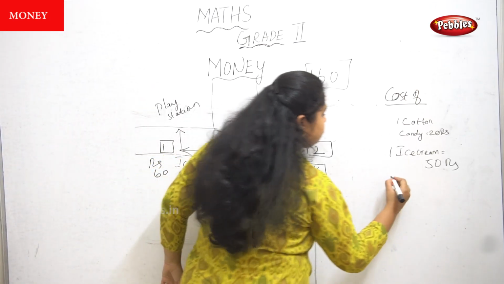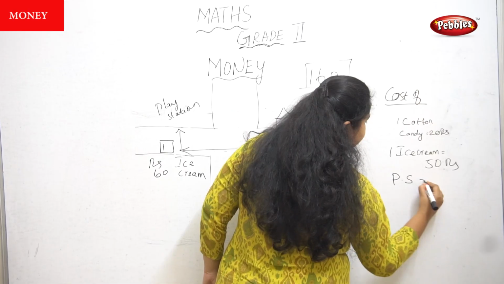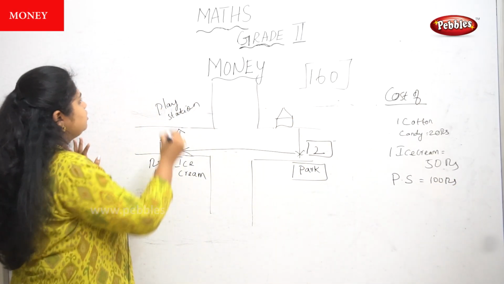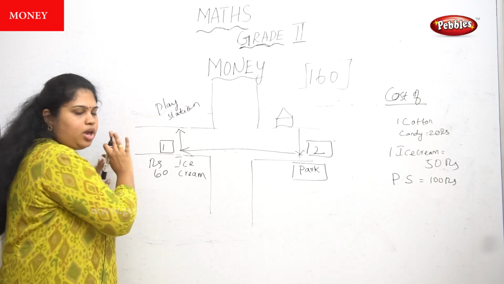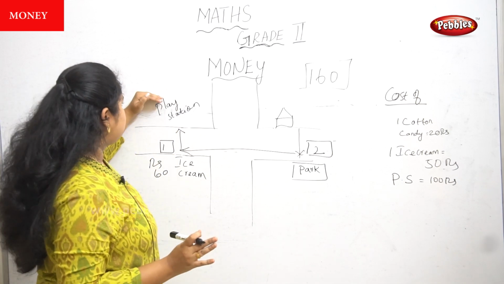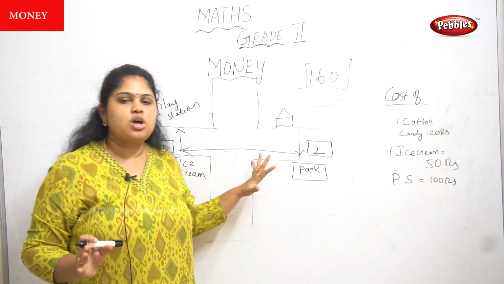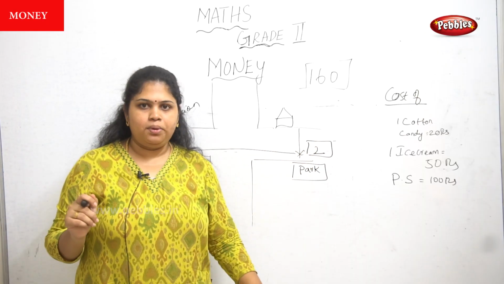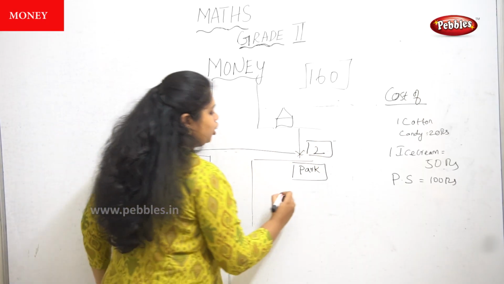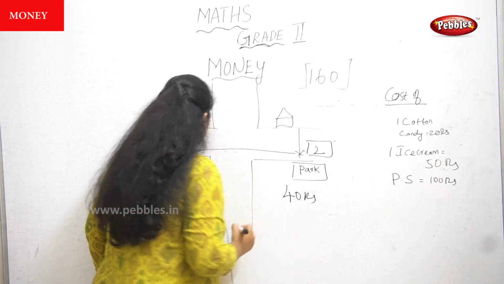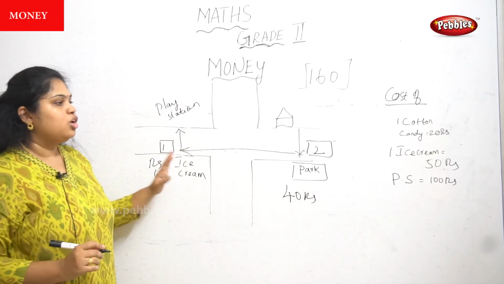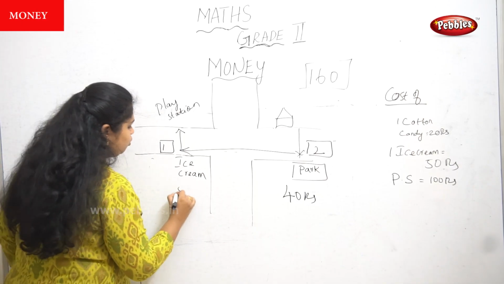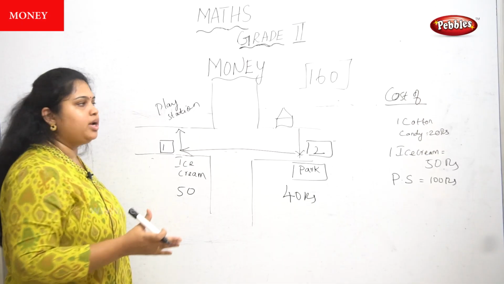The PlayStation costs 100 rupees. Okay, so before going to the PlayStation, I am going to calculate how much amount you have in your balance. The cost of one cotton candy is 20 rupees. So you are buying two, so 40 rupees. Isn't it? Now you are moving to the ice cream shop. The cost of one ice cream is 50 rupees. So totally how much did you spend from 160?